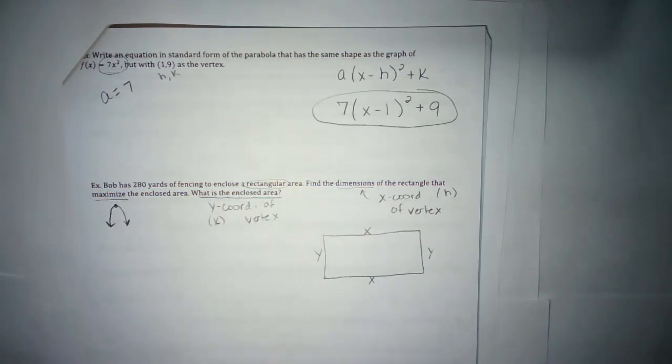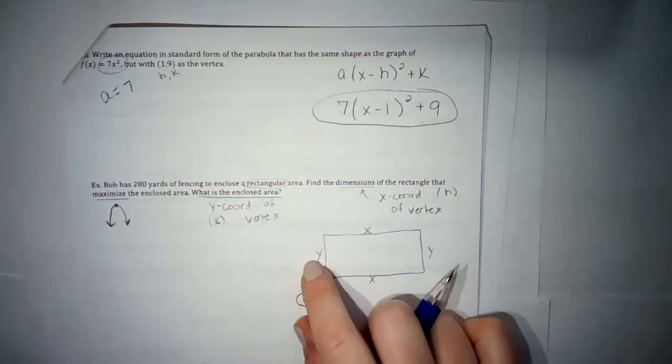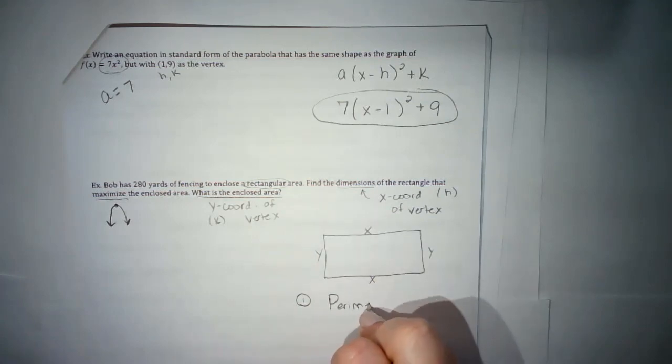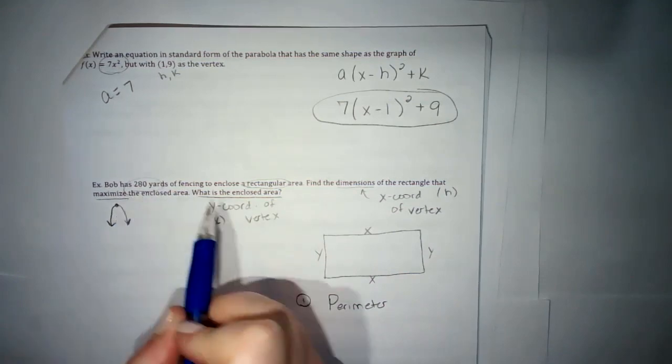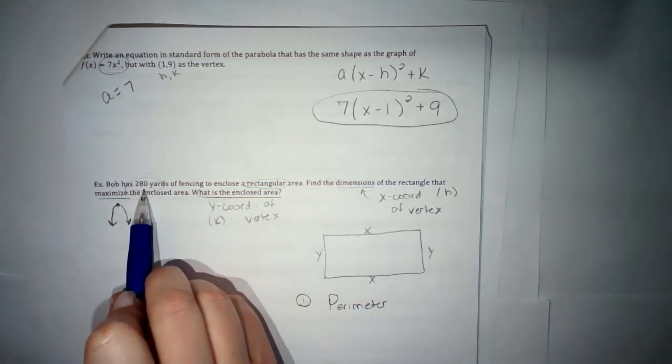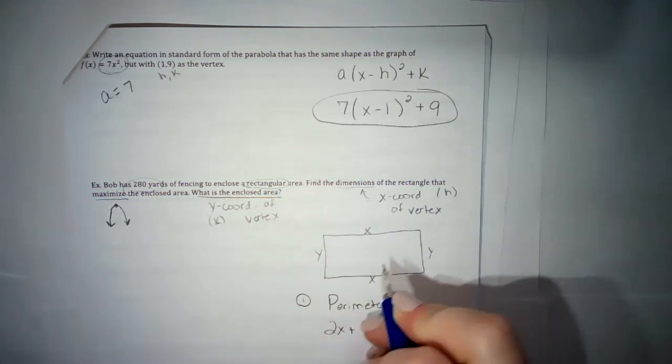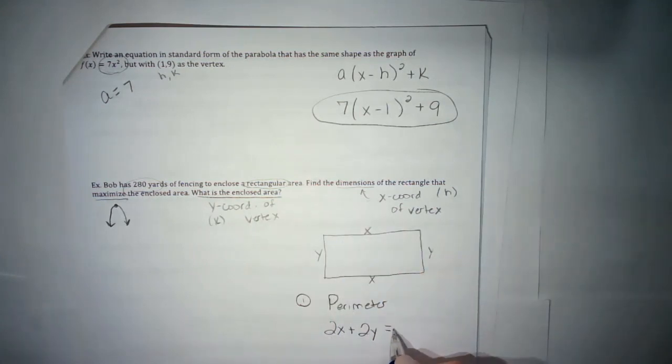Okay. All right, our first step to getting our equation, we can't multiply these together and get an area because we have two different letters and we don't know how to solve equations like that yet. So the first thing we're going to do is find a perimeter because we know that all these sides have to add up to be what? 280. So if I do X plus X, that's 2X, plus Y, that's 2Y, and they have to add up to be 280. We know that.